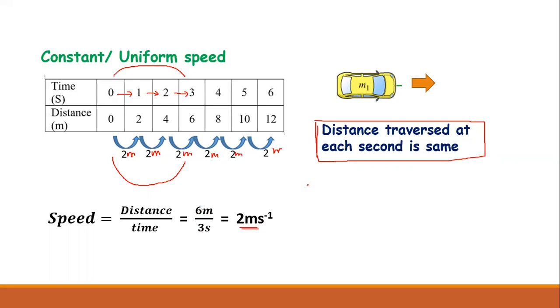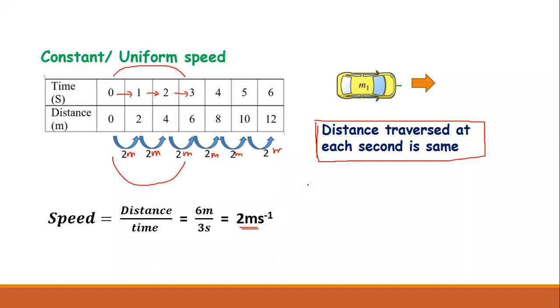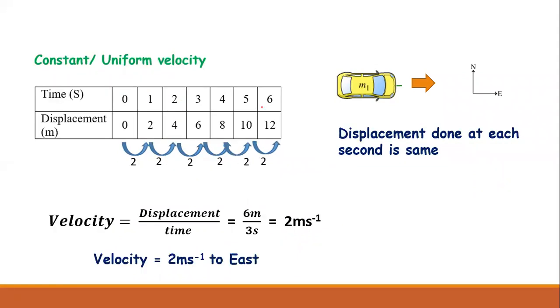Yes, teacher. I am moving to constant or uniform velocity now. We know the difference between distance and displacement, so we can learn here the difference between speed and velocity when it is constant. Here it is another term, constant or uniform velocity. Here there's no difference, only the difference is the direction.